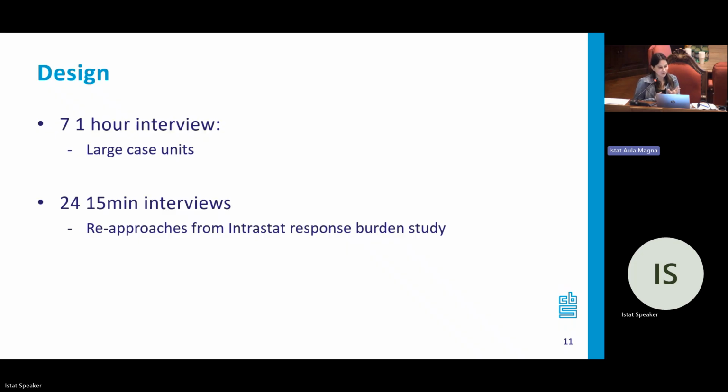So we had a design with 2 different types of interviews. We had 7 one-hour interviews with some of our large cases units. During these interviews, we covered all the questionnaires that are currently in the IDEF system, which are international trade in goods, in services, but also the finance of large enterprises. So we covered all these questionnaires and really talked to them. What's your process? How do you do that? Who do you need to actually fill out this questionnaire?